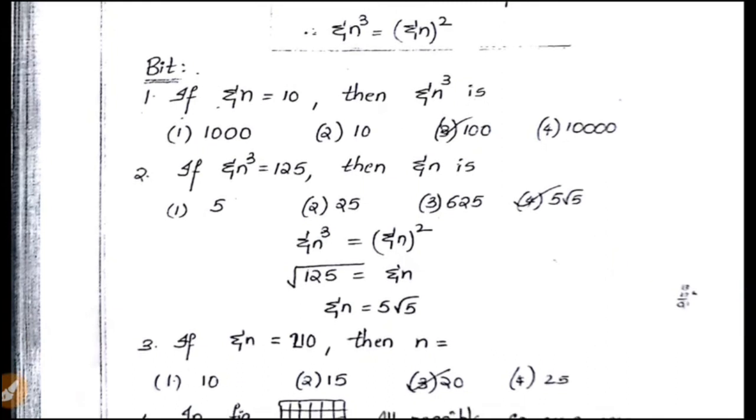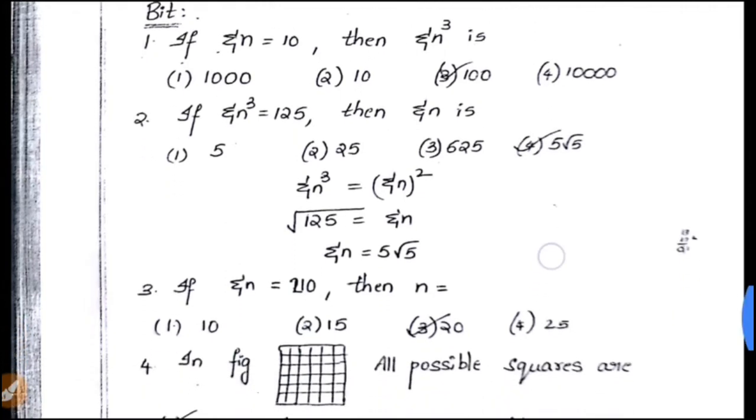Next, sigma n cube is equal to 125, then sigma n is? We know very well the formula sigma n cube is equal to sigma n whole square. So, sigma n cube they have given 125. The square is going, so it becomes square root. So, root over 125 is nothing but 5 root 5. That is the answer.